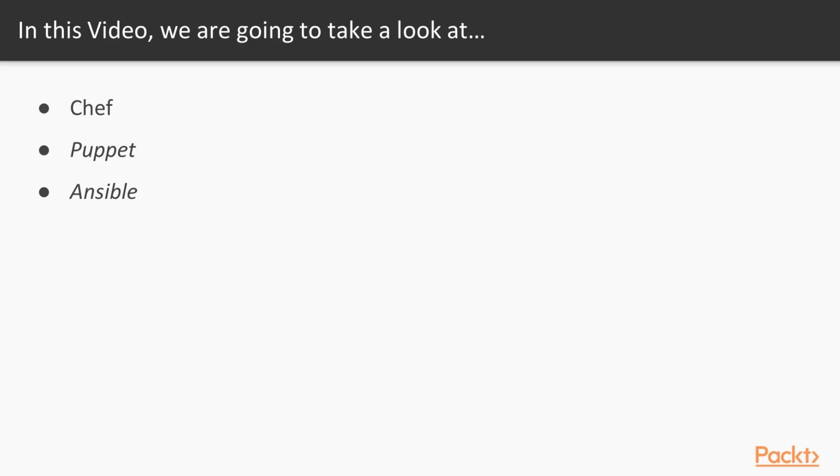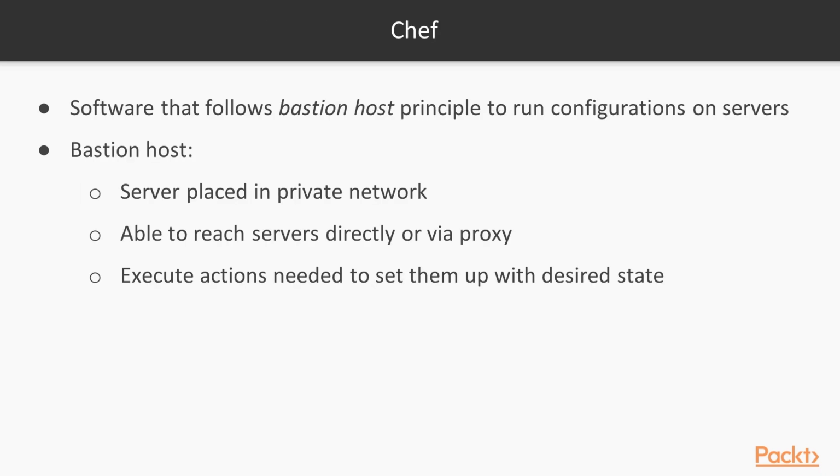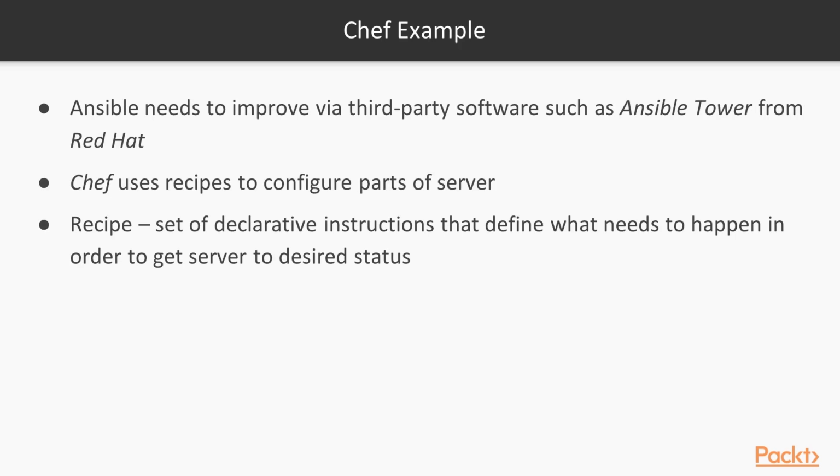In this video, we're going to take a look at Chef, Puppet, and Ansible. Let's start with Chef. Chef is a very interesting software that follows the Bastion host principle to run configurations on our servers. A Bastion host is a server placed in our private network that is able to reach our servers directly or via proxy in order to execute the actions needed to set them up with the desired state. For example, Ansible needs to improve via third-party software, such as Ansible Tower from Red Hat.